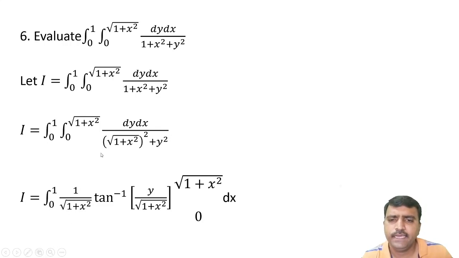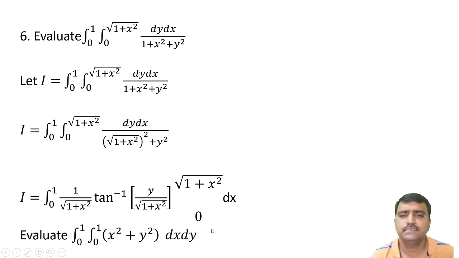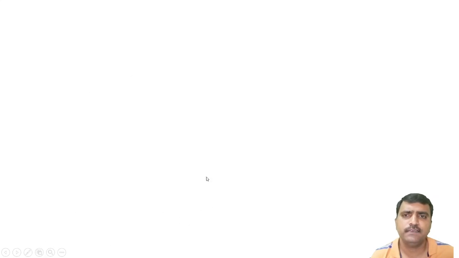So 1 by a means 1 by root of 1 plus x square, into tan inverse of y by a, where a is root of 1 plus x square. Its limit is from 0 to root of 1 plus x square, dx. So you apply the limit. For the upper limit, y is root of 1 plus x square, and for the lower limit, y is 0. So it is tan inverse of root of 1 plus x square by root of 1 plus x square.